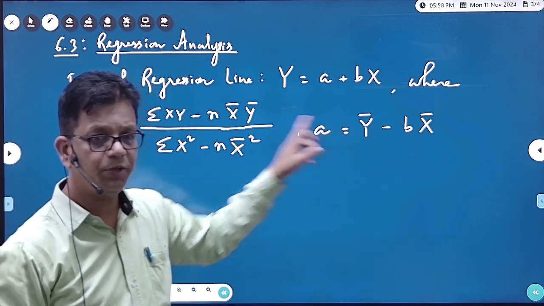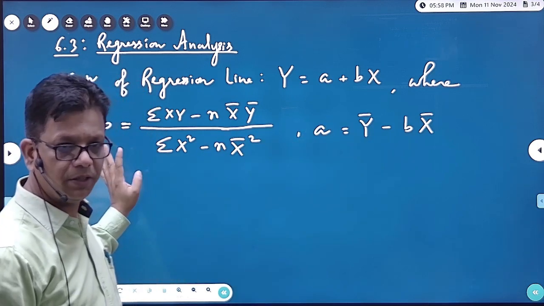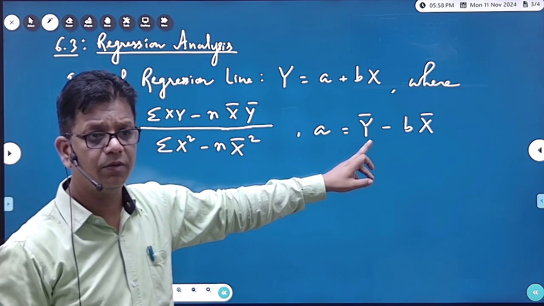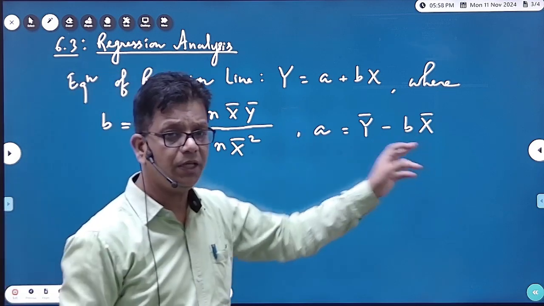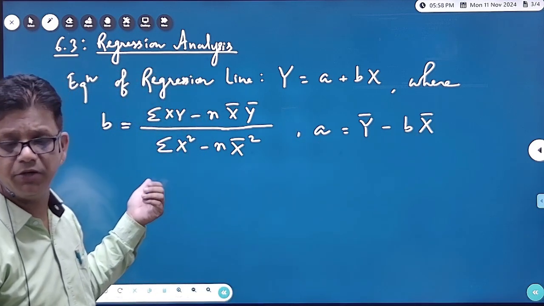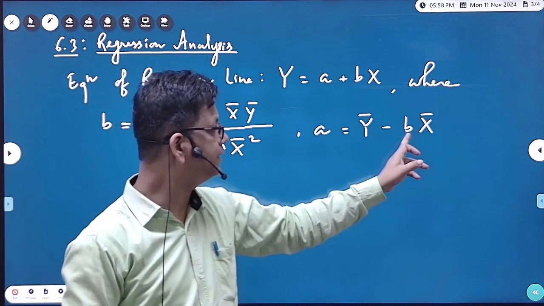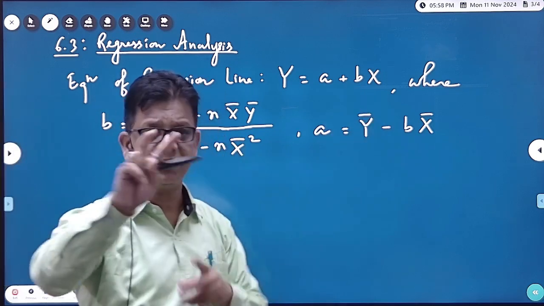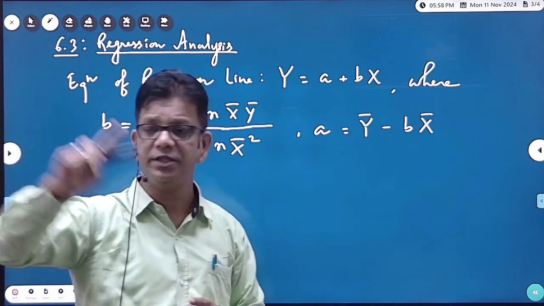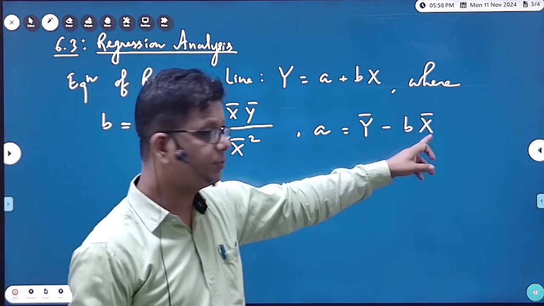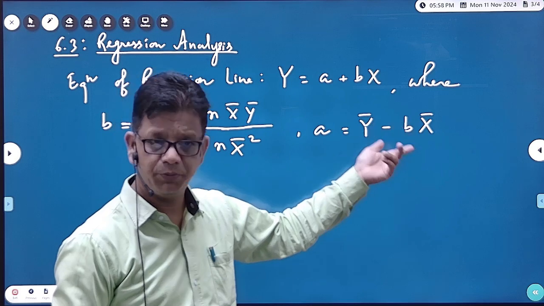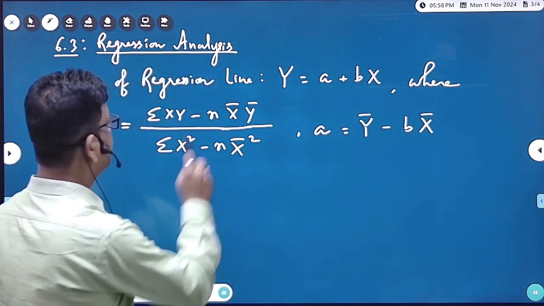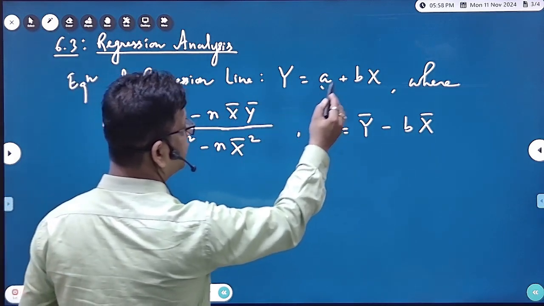Coming to a, what will we do? First you find b, then a. Y bar means the mean of y, directly put it here. We will get b from here, yes or no? So b, directly put the number. Okay, and if there are so many decimals like 5.67 so and so, just keep 2 digits. X bar, the mean of x, put it here. Then you will get a also. Once a and b are ready, the regression line will be just a and b put in.